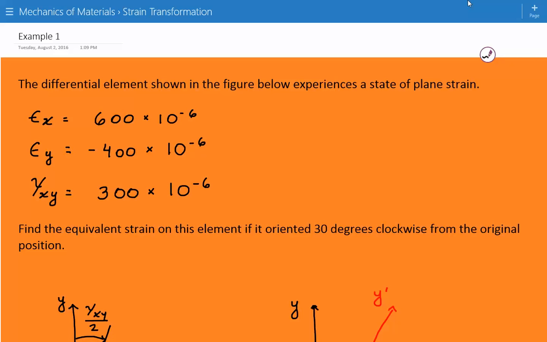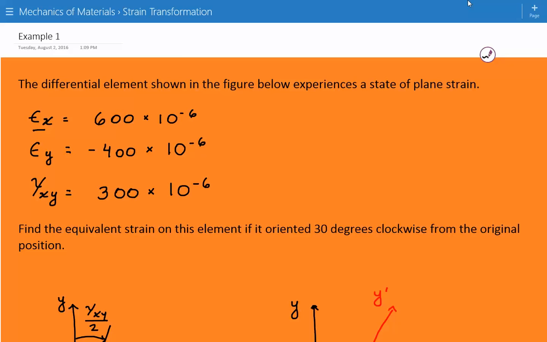Hey everybody, this is example number 1 for mechanics of materials covering strain transformation. The problem statement that we have is the differential element shown in the figure below experiences a state of plane strain. So the strain in the x direction, epsilon x, is equal to 600 times 10 to the negative 6. Epsilon y, the strain in the y direction, is equal to negative 400 times 10 to the negative 6.